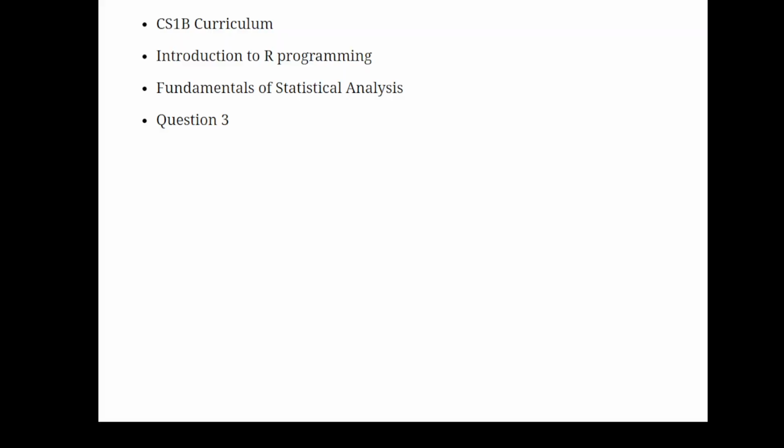Okay, so it is based on the CS1B curriculum for the actuarial exams in the UK and places around the world. The focus of this syllabus is an introduction to R programming, such as getting the hang of the fundamentals like creating objects and so forth, and also the fundamentals of running a statistical analysis using R. This question would correspond to question 3 of a CS1B paper. Okay, so they get progressively harder.